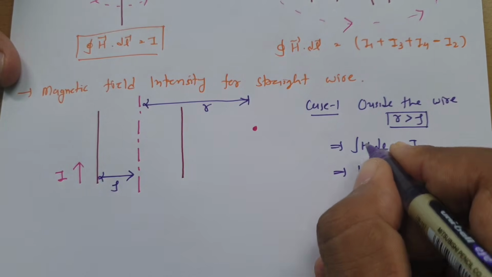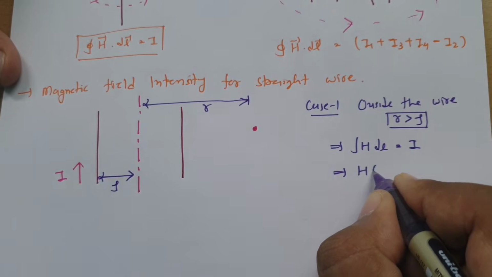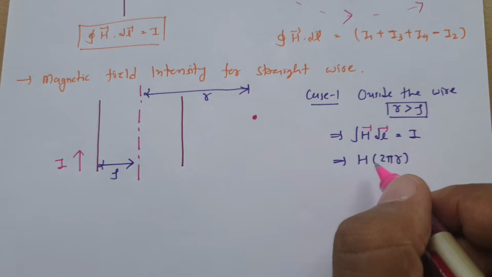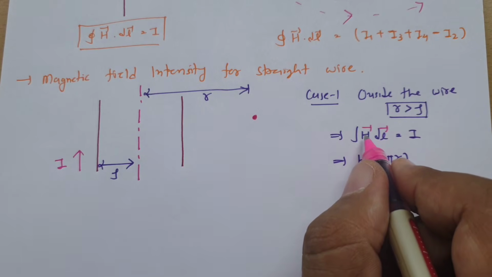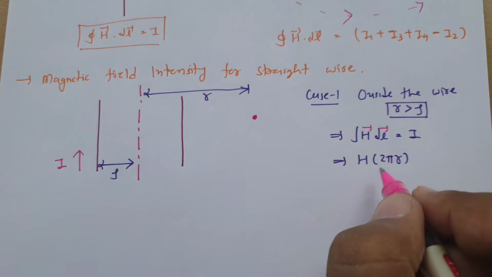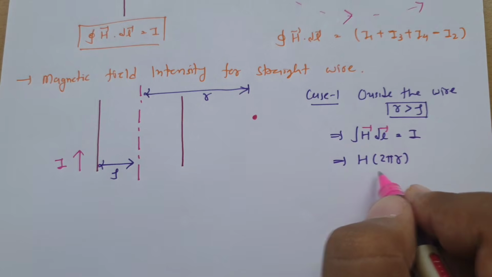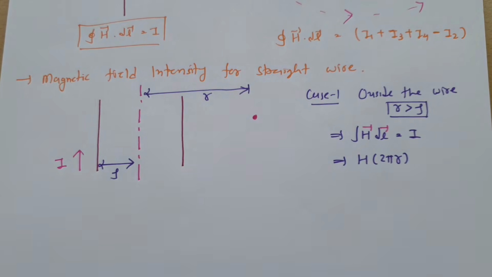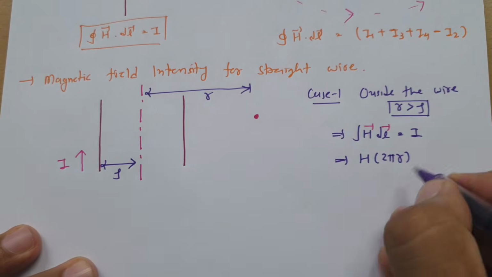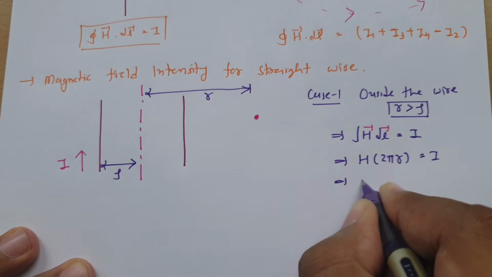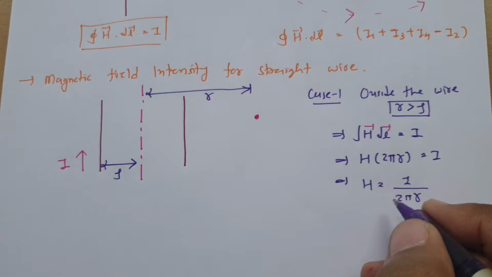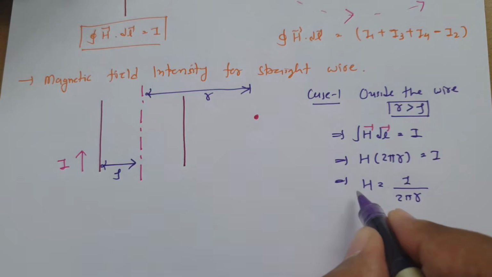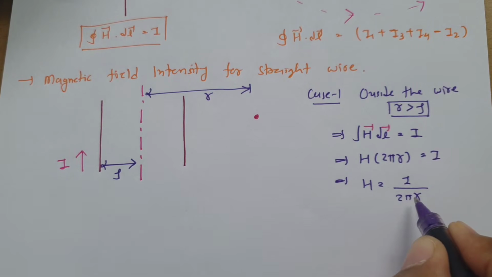So H into length, that is 2 pi r. So this H dot dl will be H into dl, and this length is 2 pi r. So we can say the magnetic field intensity is I divided by 2 pi r.